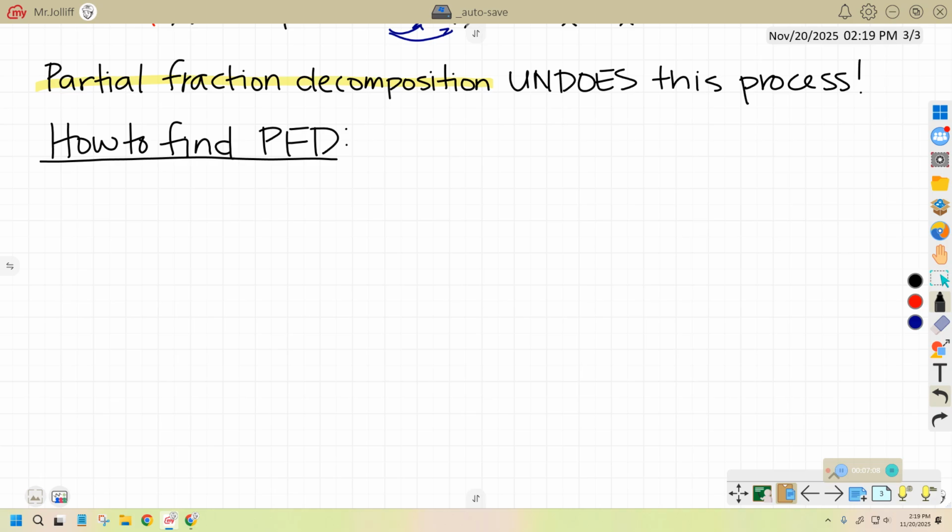How to find a PFD, how to find a partial fraction decomposition for a rational expression.